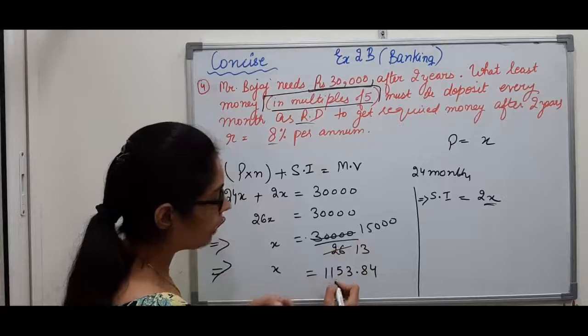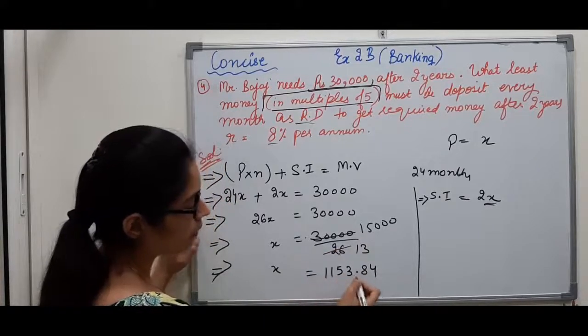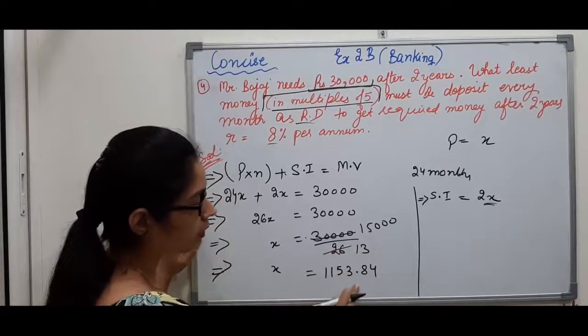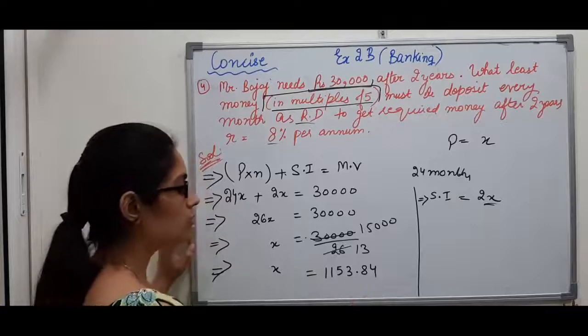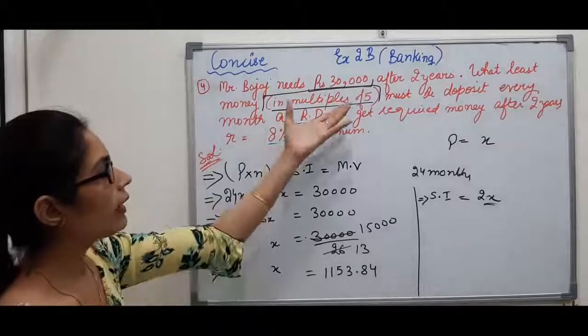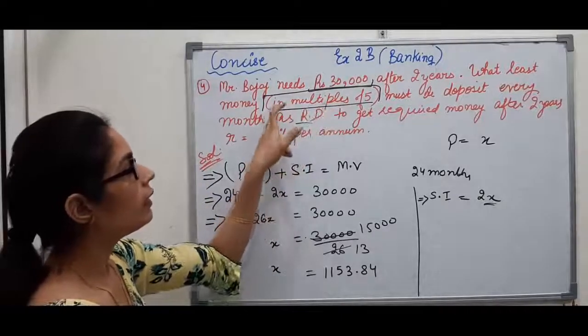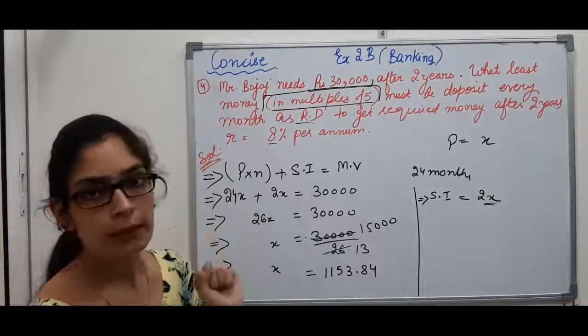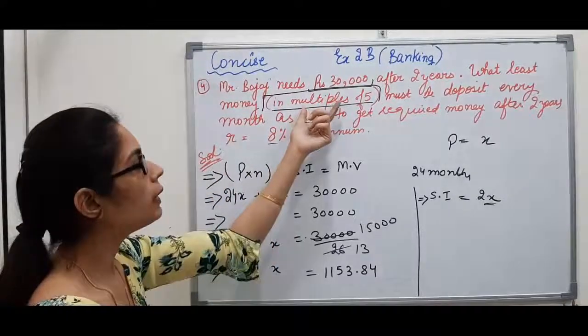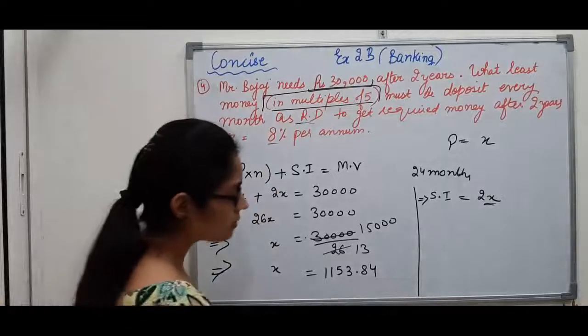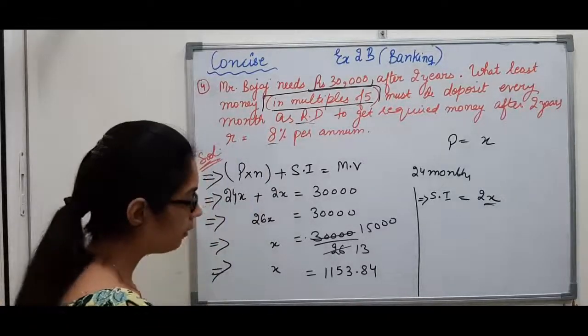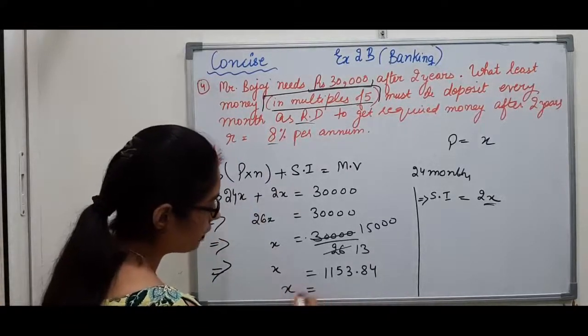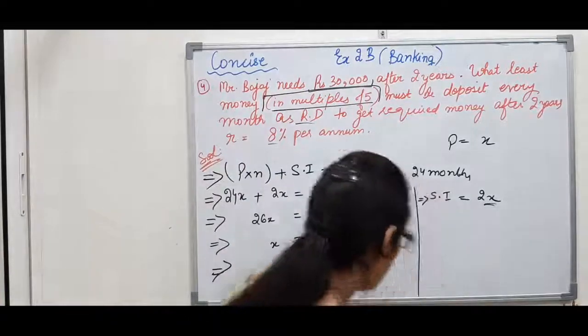X is equals to 1153 point 84. This is your x. But they have added something extra. They want the monthly deposit in multiples of 5. But this is not a multiple of 5. So what I will do, I will just write its approximate value.